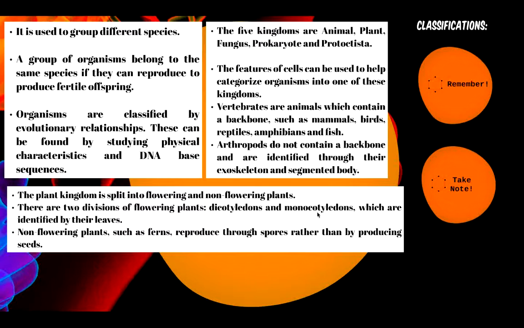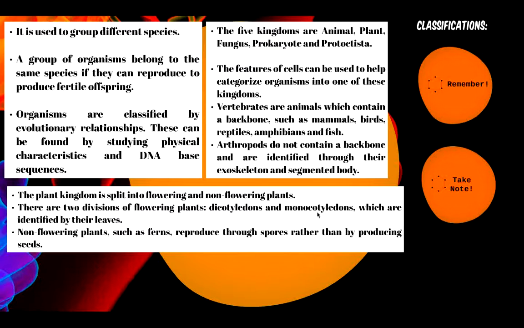In terms of the vertebrates, they are defined as animals which contain a backbone. These include mammals, birds, reptiles, amphibians, fish, and so on. Arthropods, which are considered invertebrates with no backbone, are identified through their exoskeleton and segmented body. Classification, or specifically taxonomy in biology, is used to group different species.